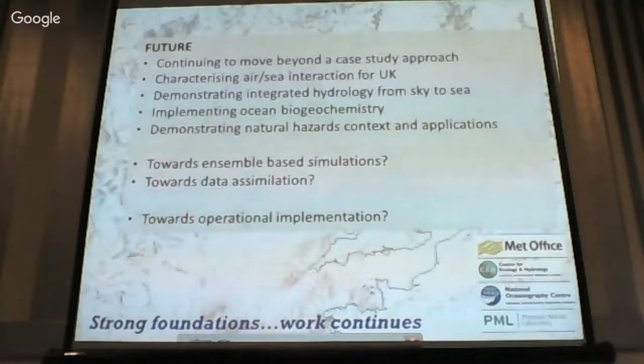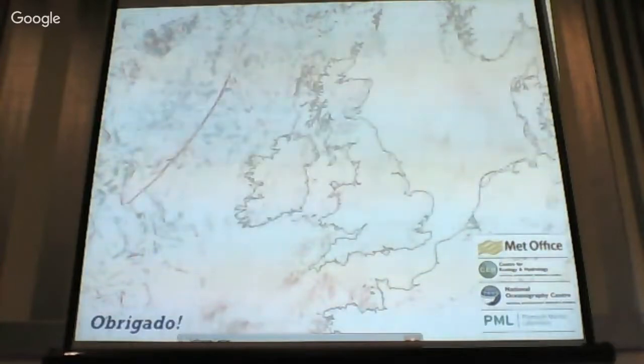In terms of the future, really evolving beyond the case study approach and the work on the hydrology, we have plans to introduce the biogeochemistry, which I think is going to be a good application challenge for ensuring that all of the parts are working correctly. I think we need to go back to demonstrating that natural hazard context. Ongoing challenges: ensembles, what do they look like, simulation, and then pathways towards operational implementation. I'll stop there. Thank you for your time.